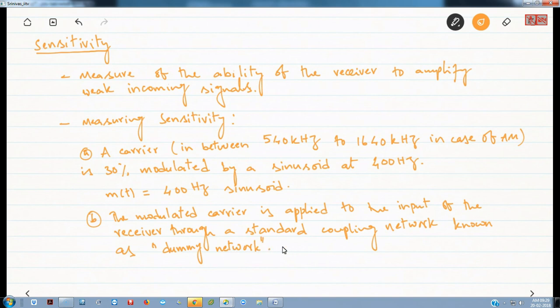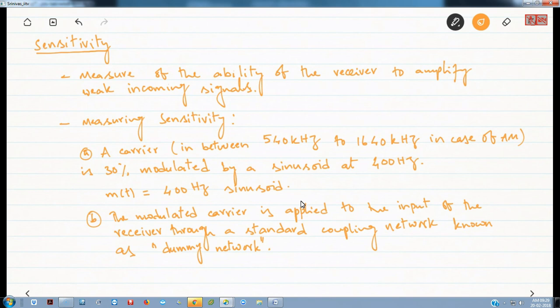So we have given this input through some dummy network to the input of the receiver, and then we will measure the output of the receiver. So generally, what is the output of an AM receiver? It's voice. It's some audio signal, right? So here what we do is we don't see the audio signal again. You cannot measure the quality of the audio signal.